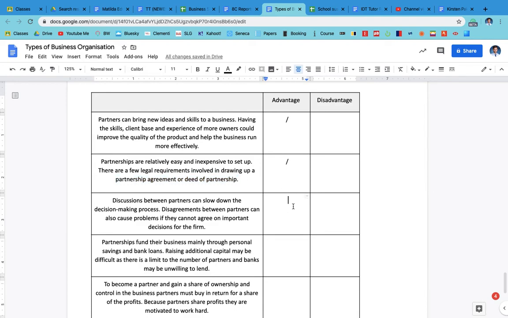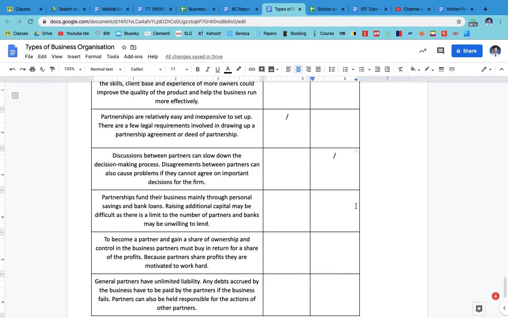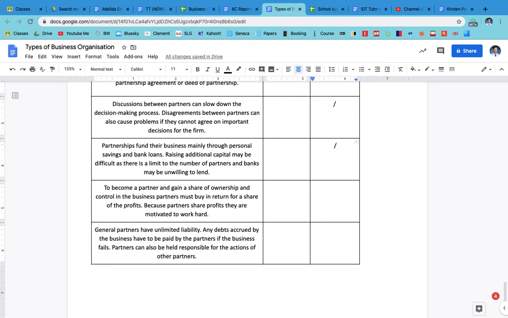Okay, so disagreements between partners can make decision making slow. Obviously, that's a disadvantage. So we can have disagreements, we can have arguments, the partners may fall out. Again, it's very hard to get a loan as a partner in a small business. To become a partner means a share of ownership, control and profits. They're motivated because partners share their profits and are motivated to work hard. Okay, so because you're sharing profits, each partner is likely to work hard.